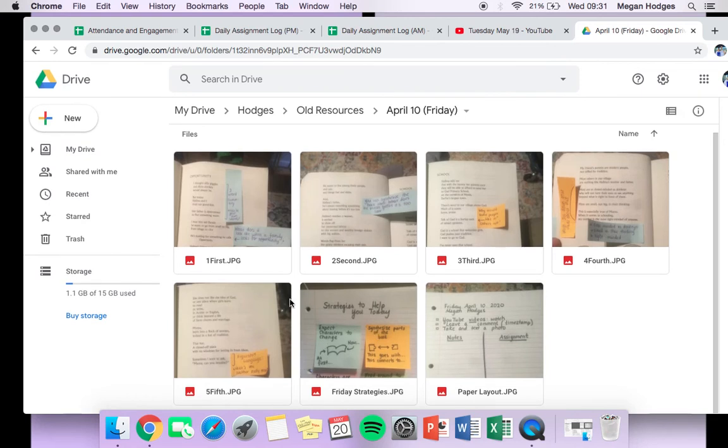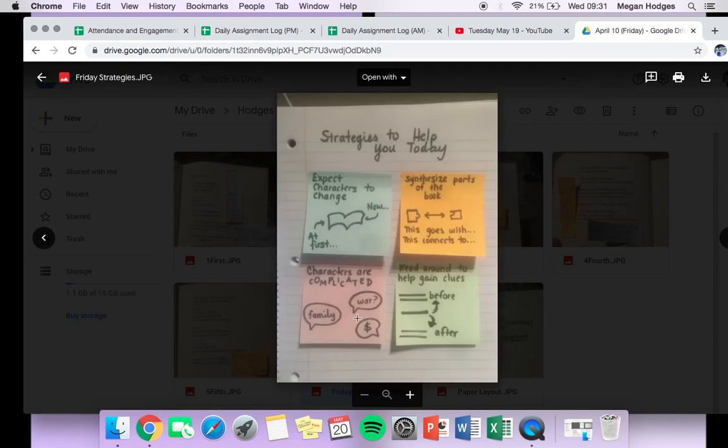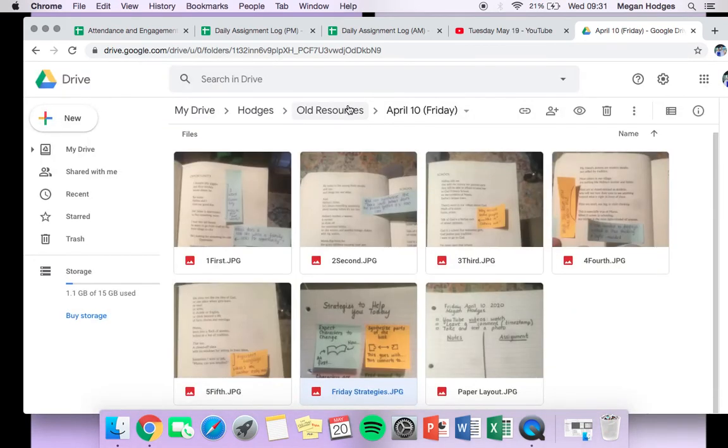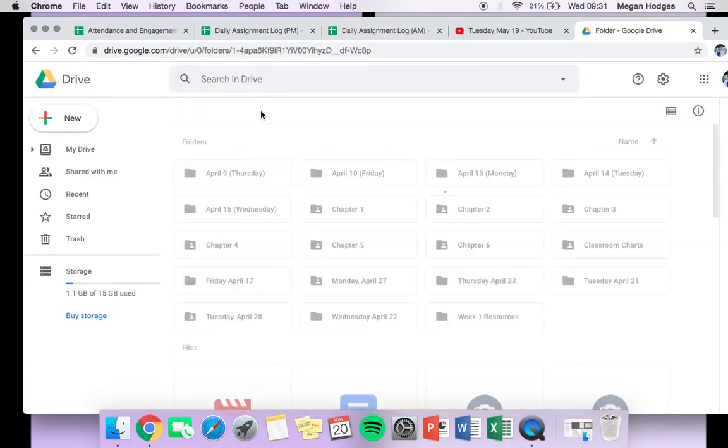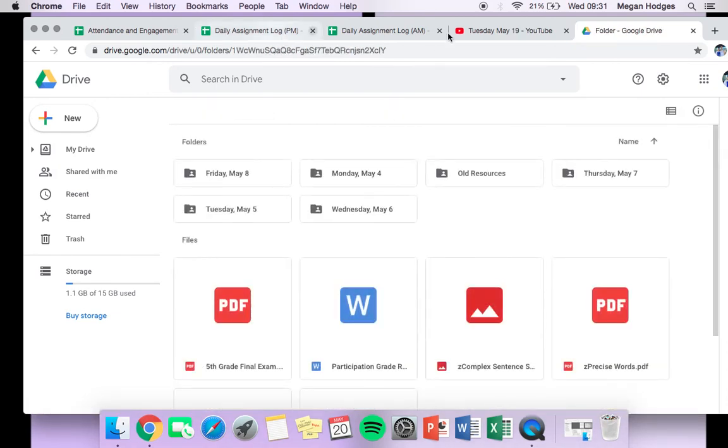Look at that, strategies that helped. So on question number 1, I don't have my journal, but I could open this up and go, oh yeah, that's something that we've talked about this year. Read around to help gain clues. So there are strategies in the folder. You've got to be responsible to go back through the folder and say what was helpful for you.